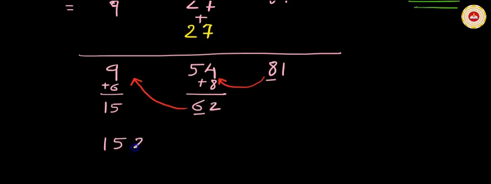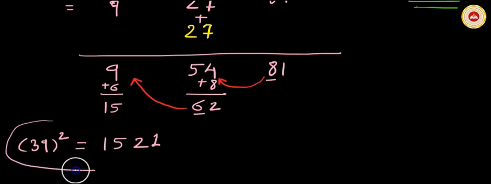So write 2. Write 1. Why not 8? Because we have passed 8 to its immediate left. So write 1 as it is. Answer is 39 squared equal to 1521. Okay, and this is our answer.